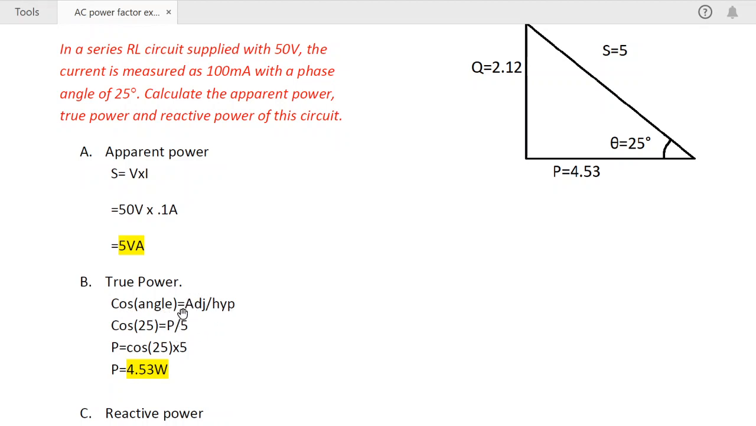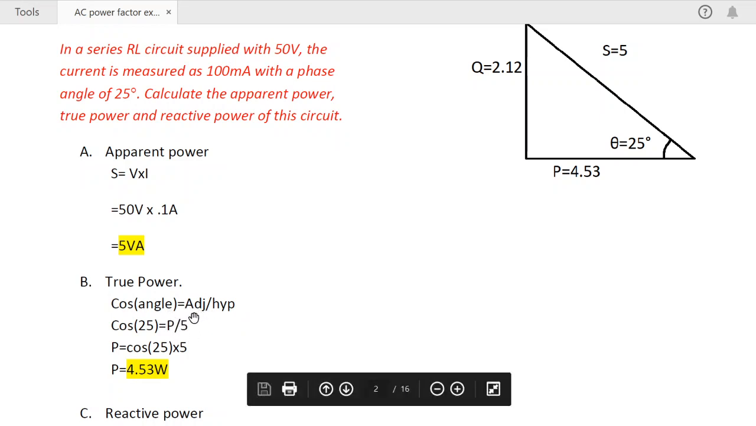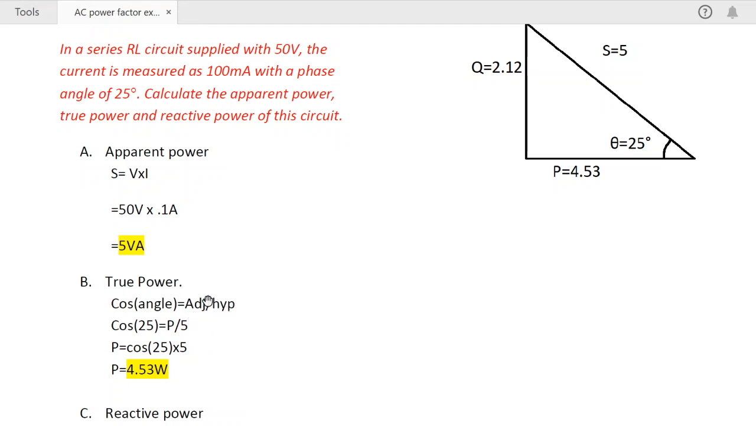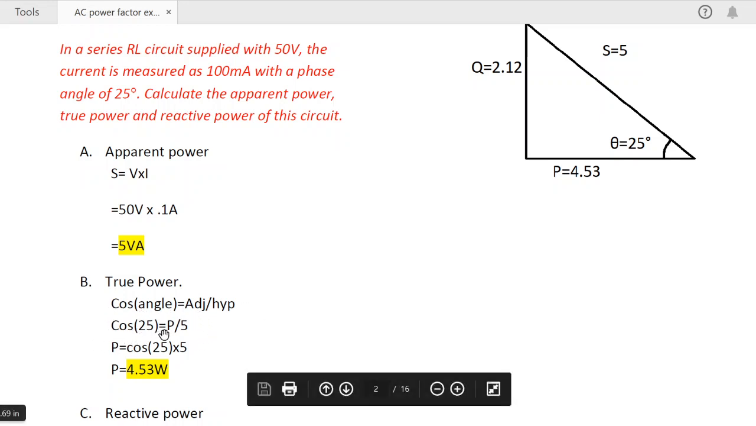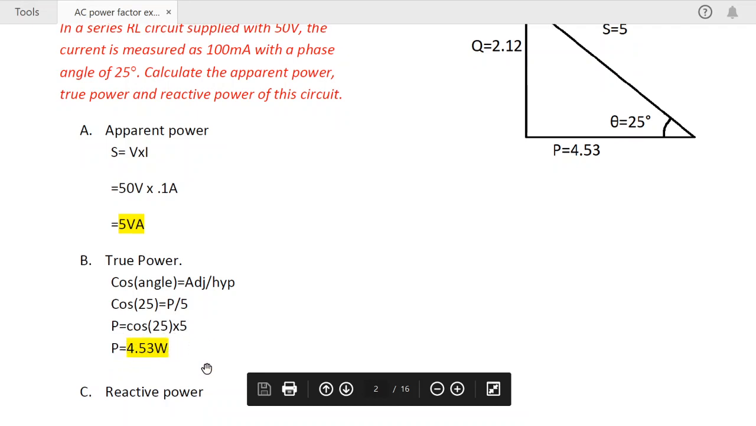In this case, the adjacent side is, as I said, true power. The hypotenuse is our apparent power, and then our angle is 25 degrees. That was given up here, 25 degrees. So cosine of the angle equals adjacent over hypotenuse. That means cos 25 equals power divided by 5, 5 being our apparent power. So we rearrange that formula so that P, true power, equals cos 25 times 5. That means our true power is 4.53 watts.